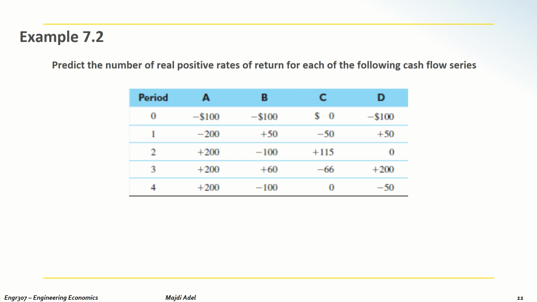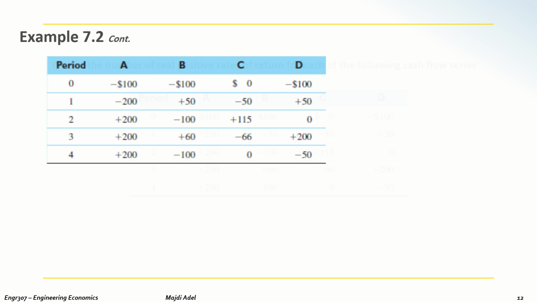Now, example 7.2. We have 4 projects and we want to predict how many internal rates of return to expect from these 4 projects. First of all, we apply the net cash flow rule of signs. For project A, there is only one sign change. For project B, this is the first sign change, second, third, and fourth, so the sign changes 4 times. For project C, 0 is not considered a sign change. 0 has no sign, so if the cash flow is 0, we ignore it. We have 2 changes of sign.